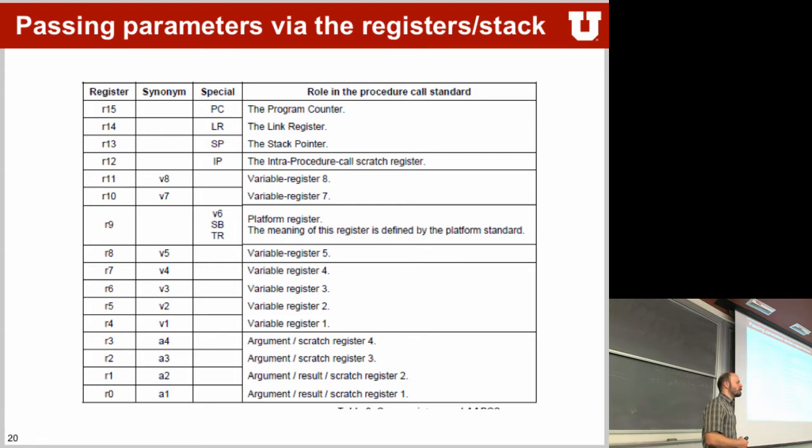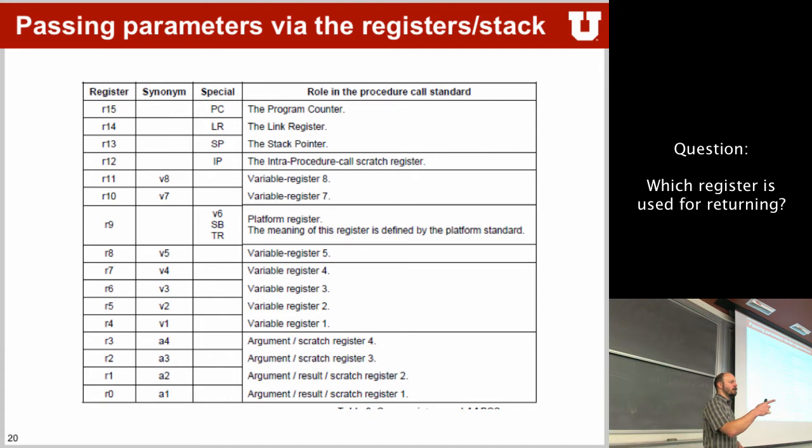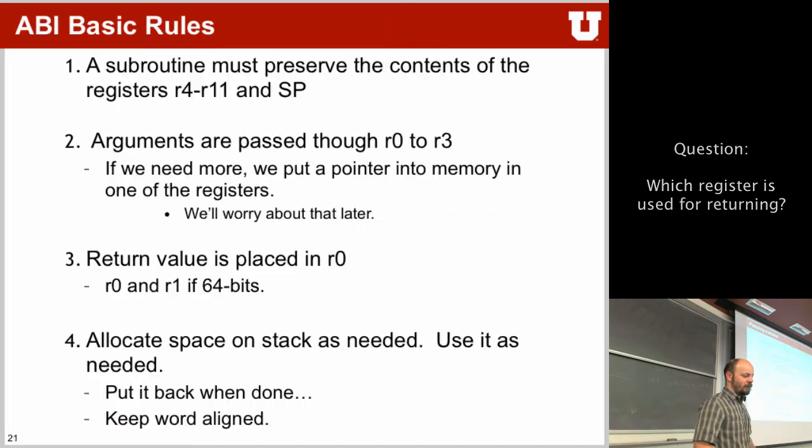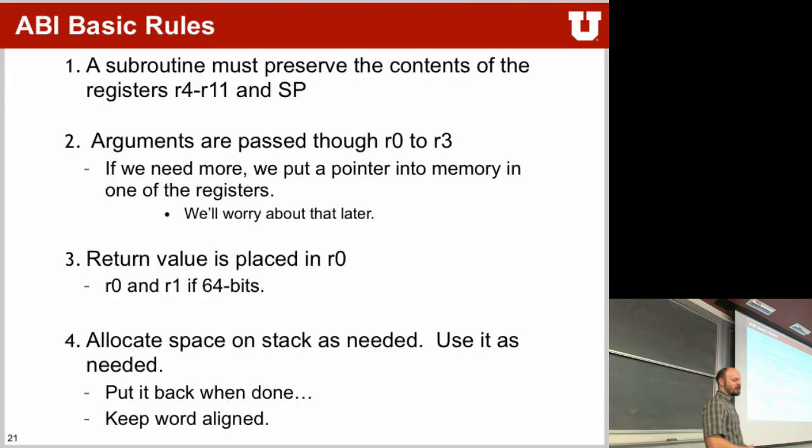Doesn't push and pop turn into store and load instructions that use those registers? Yep, absolutely. Or what register do you use for returning? Good one. Register 0. So the subroutine has to make sure R4 through R11 and the stack pointer are the same again when you exit. Arguments R0 through R3 are used for giving arguments into the function, and the return is stored in R0. If it's a 64-bit value, it's in R0 and R1 combined.